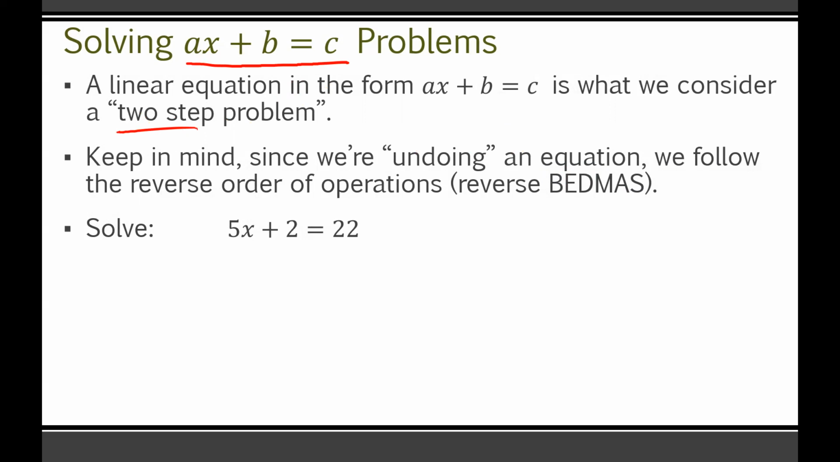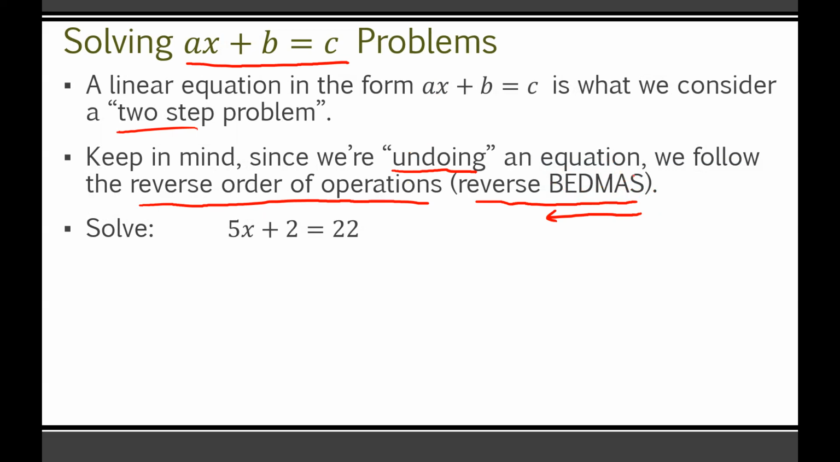But the question that always comes up is, what do we do first? Just keep in mind, since we're undoing an equation, we have to follow the reverse order of operations, or in other words, reverse BEDMAS. So if we're trying to get x all by itself, we have to undo everything. We have to work backwards. So we need to start with our addition and subtraction, and we have to work backwards to get to our brackets. BEDMAS is used for actually solving what something is equal to. Backwards BEDMAS, or reverse BEDMAS, is used for undoing everything to solve for a missing variable.